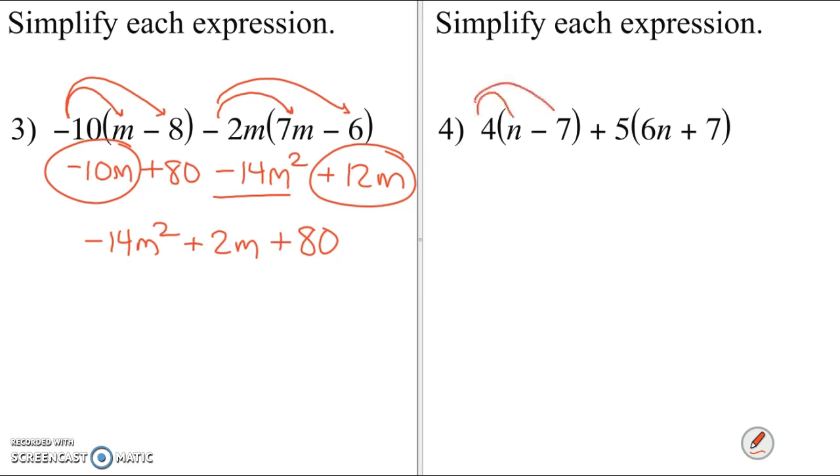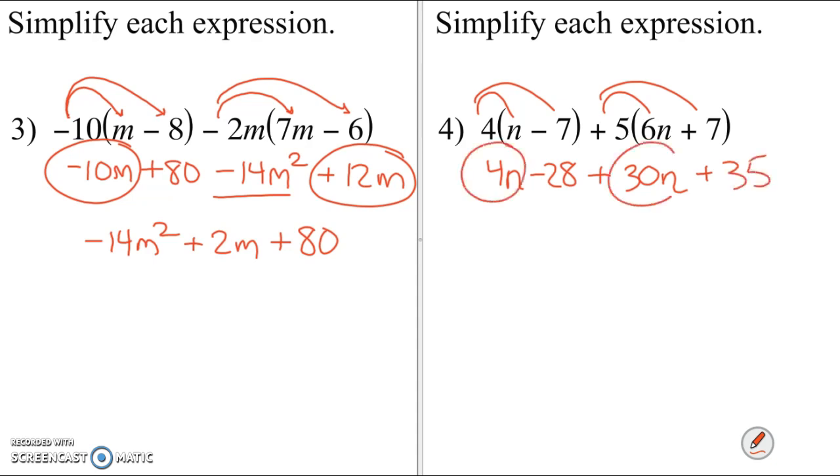Next one's another double distribute. So we have a 4n minus 28 plus another distribute. We have a 5 times a 6n is a 30n plus 35. Combine your like terms. We have 4n and 30n makes 34n. You want to put your variable term first. That's customary. Minus 28 plus 35 is a plus 7. All right.